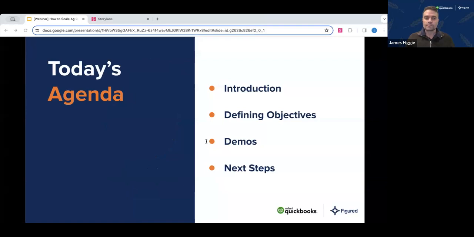Perfect. So quick tidy before we get started. We're going to walk through defining some objectives. We're going to really dig into the product today with James, and then we'll talk about next steps and how to get connected with our teams.